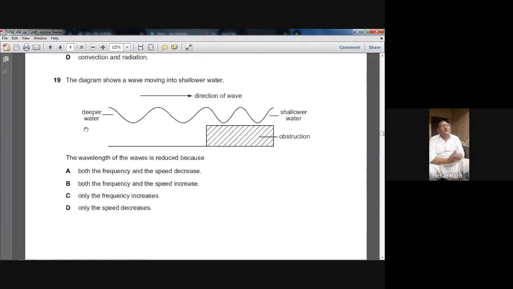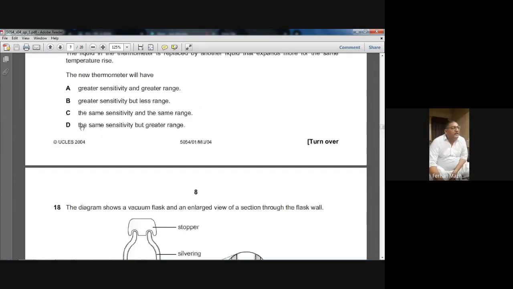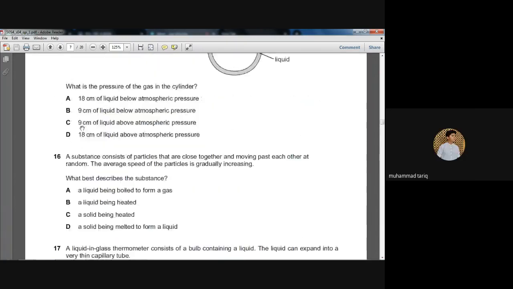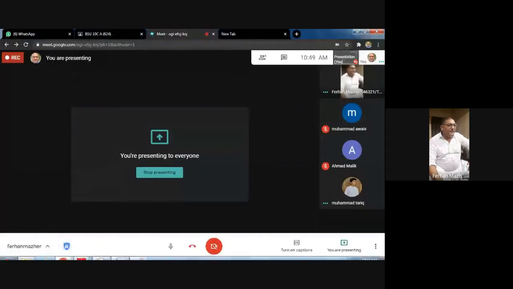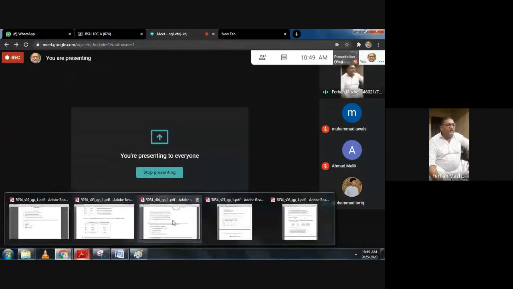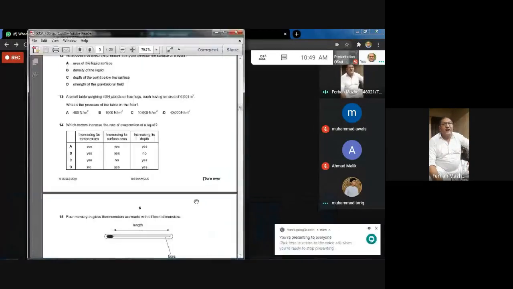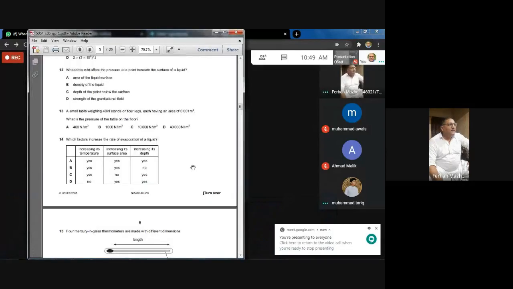Understand? So the next question is on there. In this paper we have done 18, 17, 16. There were three questions in this paper on the topic of heat. That was the summer 2004 paper. Let's move to the next paper, summer 2005.